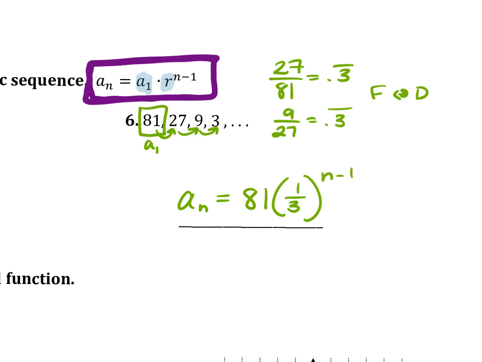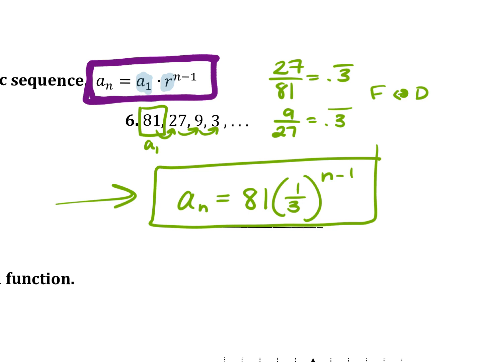N minus 1. Okay, this is your formula. Don't plug anything in for the n's unless I tell you find the 7th term, find the 12th term, find the whatever term. Then you plug a number in. But if I ask you for the formula, that's the formula. Any questions on that?